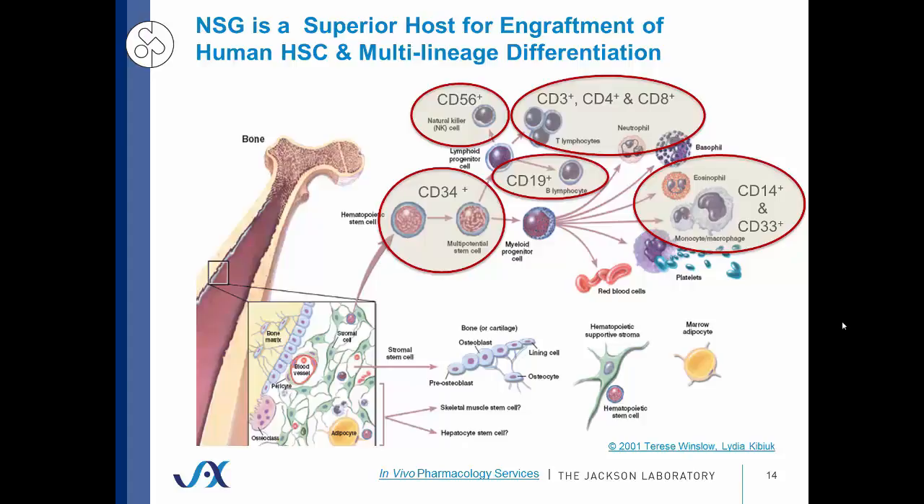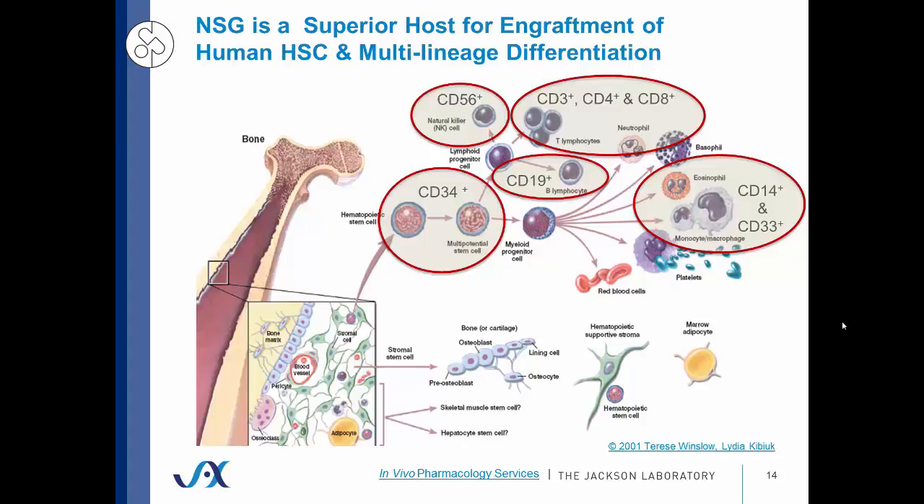Now, the hematopoietic stem cells reside in the bone marrow along the periosteal surface. So if you enrich cells using antibodies based on CD34, you enrich for a population of cells that includes the hematopoietic stem cell, but also includes several downstream progenitors.